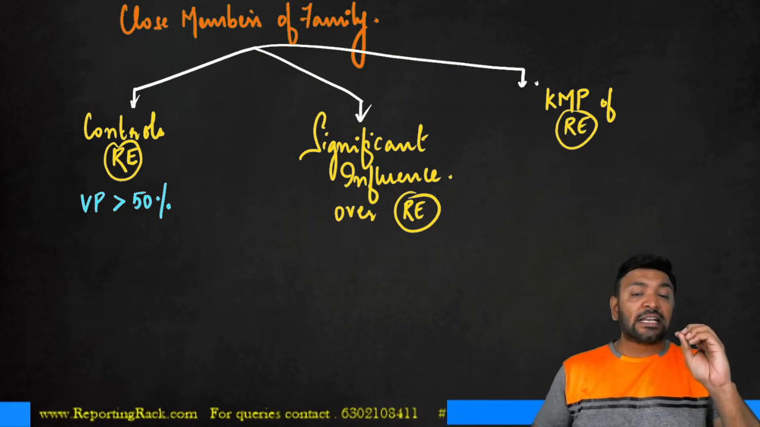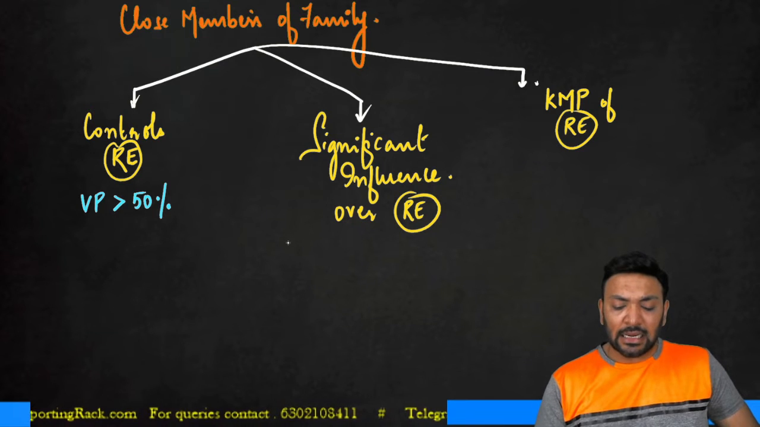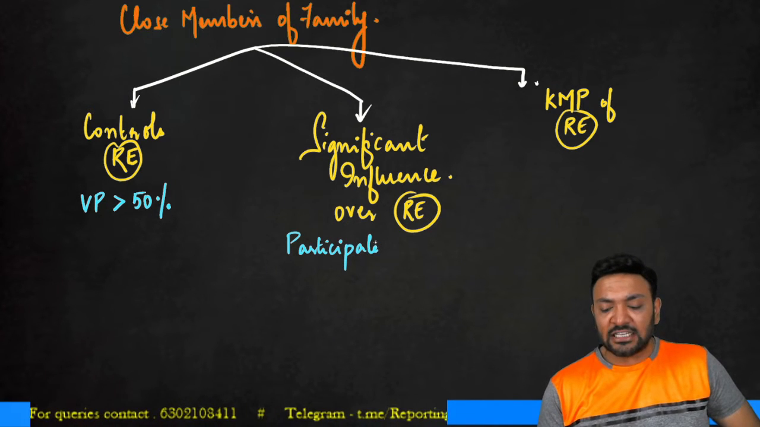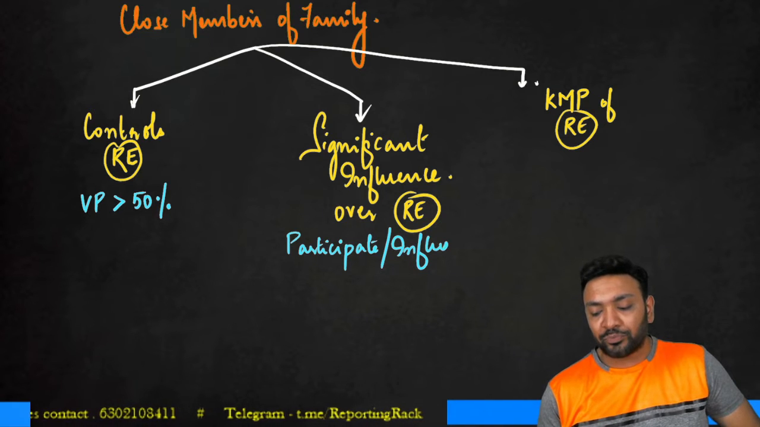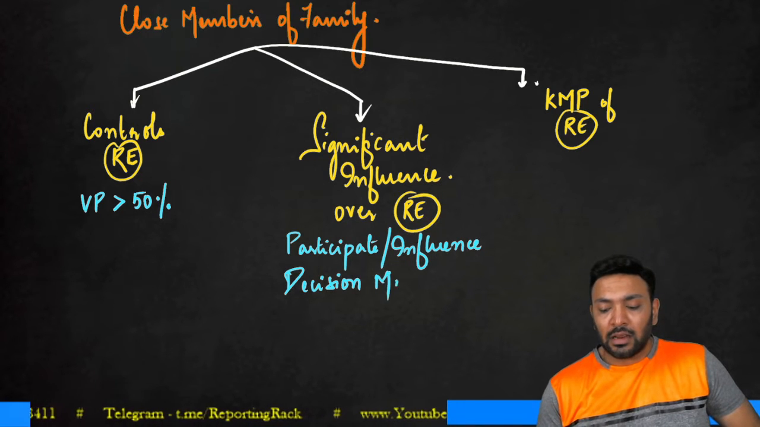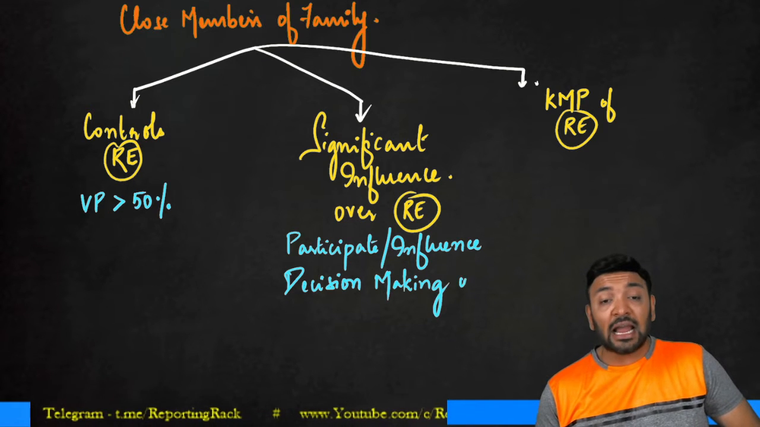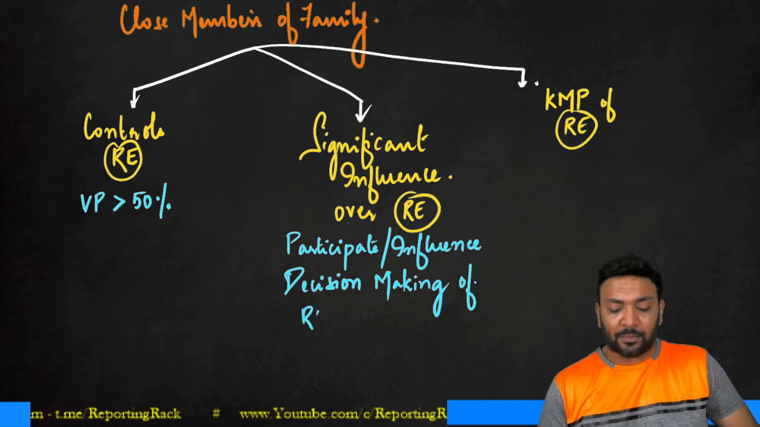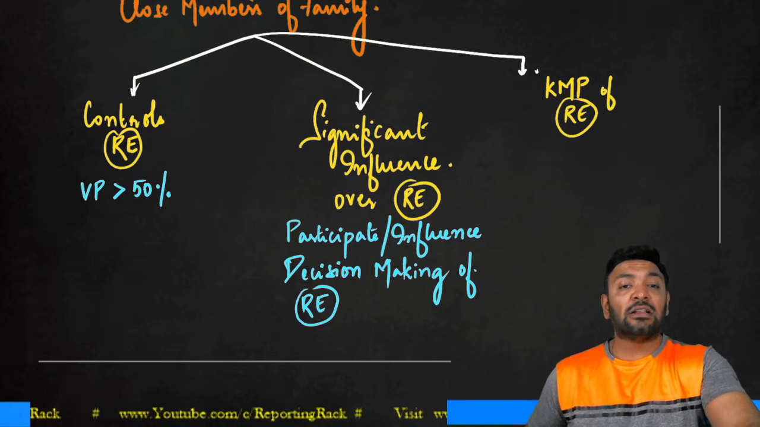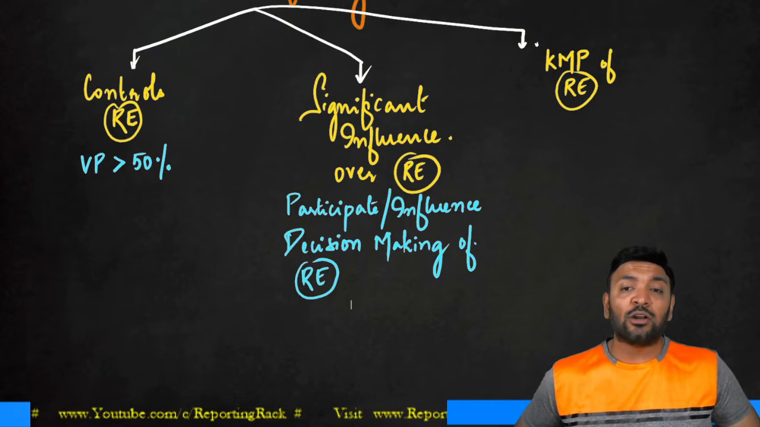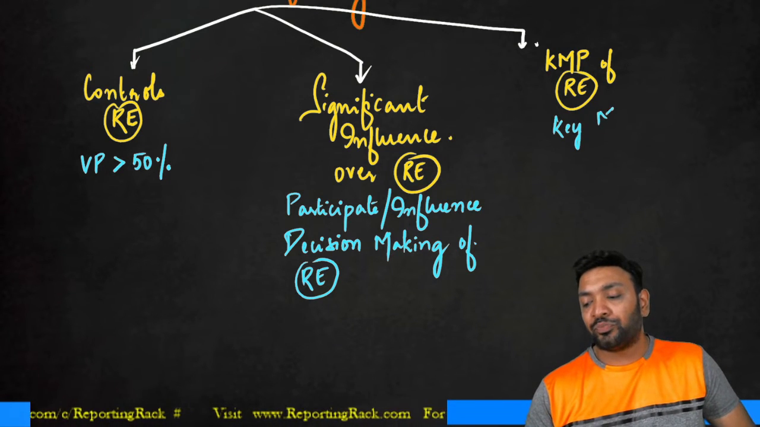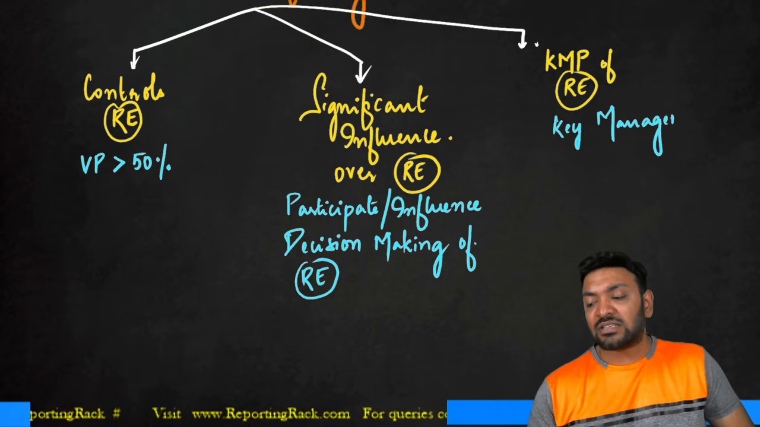A person has a significant influence if he has a right to participate in or influence the decision making of the enterprise. I cannot control your decision, but I can participate or influence your decision making of reporting enterprise. Even in that instance, you call it as significant influence. Even those individuals shall also be considered as related party to reporting enterprise. Who is a KMP then? A KMP is a key management personnel. Very similar is a word we have seen under IND AS 108.